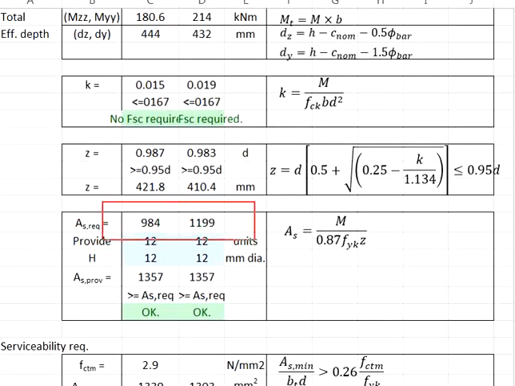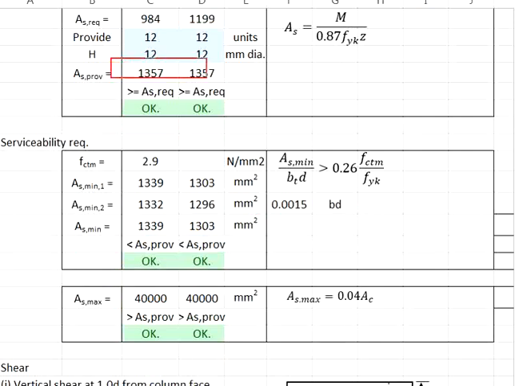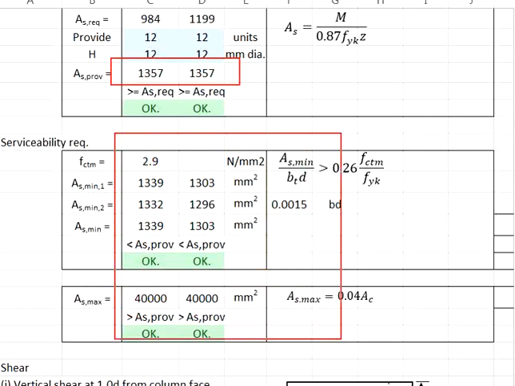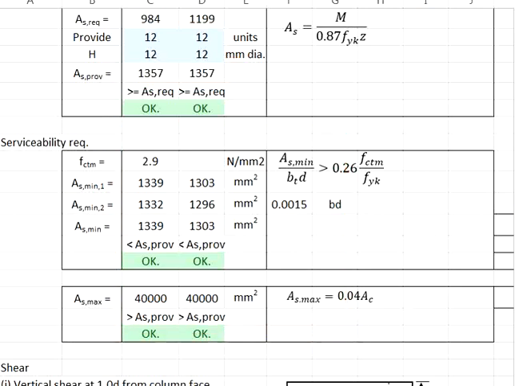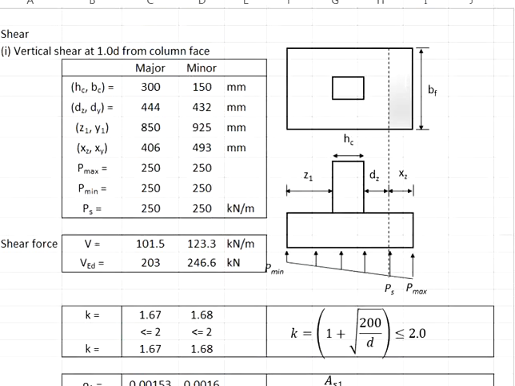Based on the calculated AS required, we propose sufficient amount of reinforcement bar so that the AS provided is greater than the AS required. This AS provided is later to be checked against the serviceability requirements, such as the AS minimum as well as the AS maximum. The proposed amount of reinforcement bar include 12 units of H20 mm diameter bar in both the major axis and the minor axis. Having this confirmed, our next step will be checking for the shear resistance.